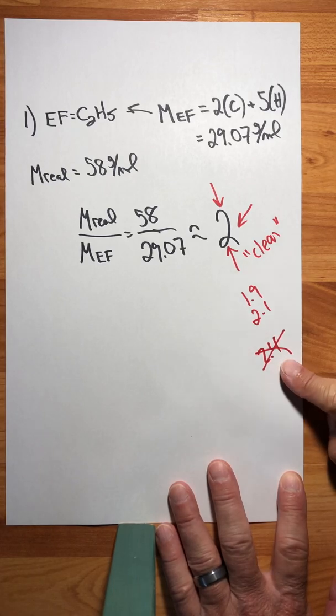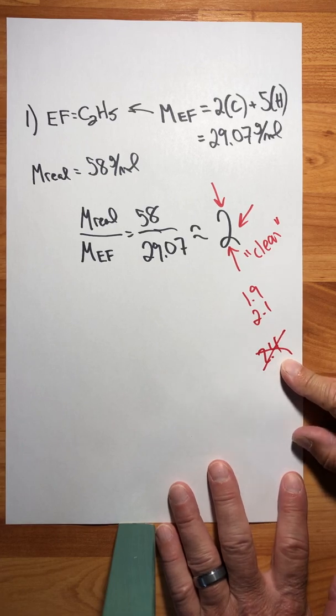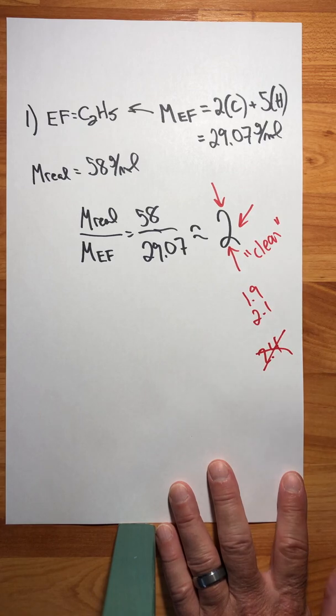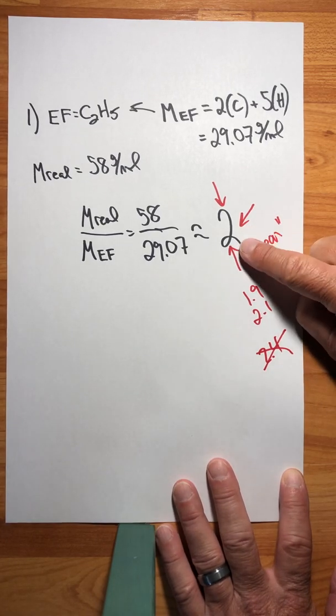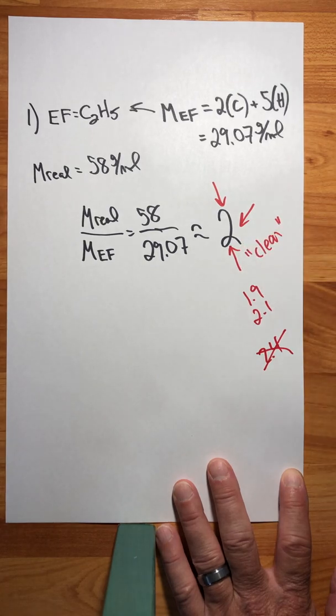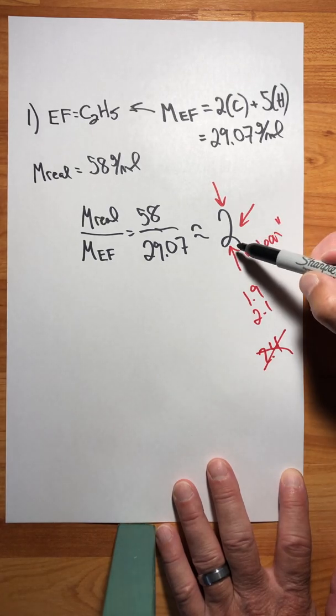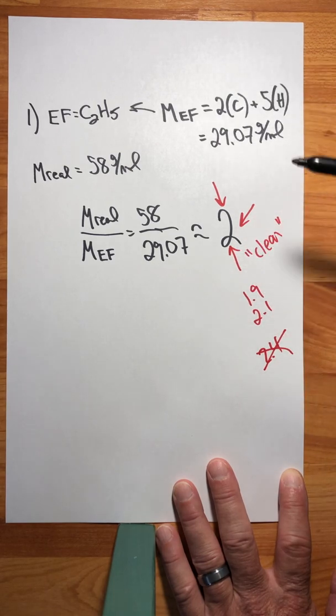If you did an experiment, then you might get a number like that, and that's strictly because of experimental error. But on an assignment, on a test, on an exam, you should always get a number that's going to be incredibly close to a whole number. Now, in this case, this number tells me that the real formula is double the weight of the empirical formula.